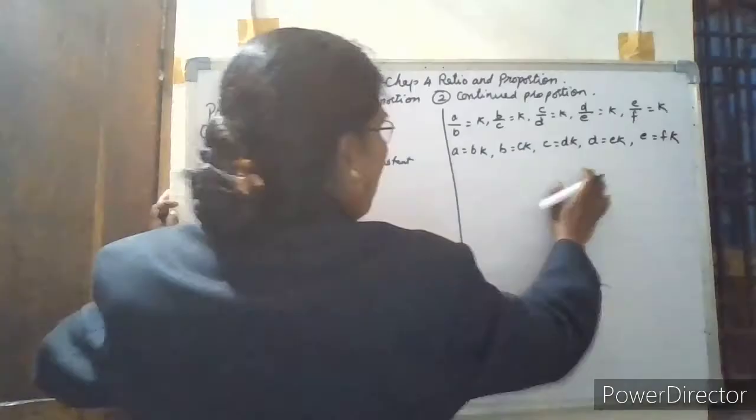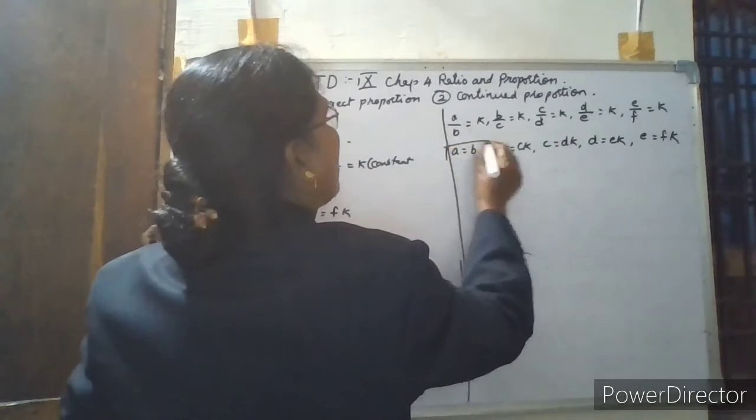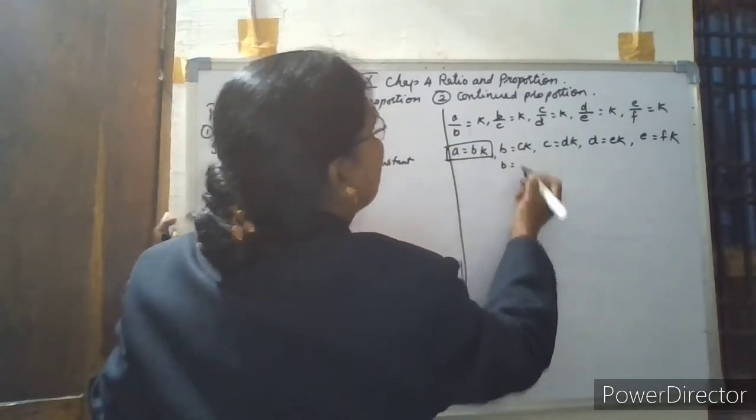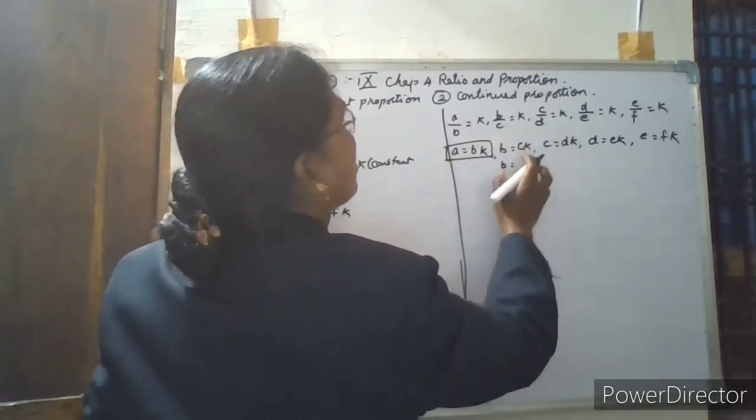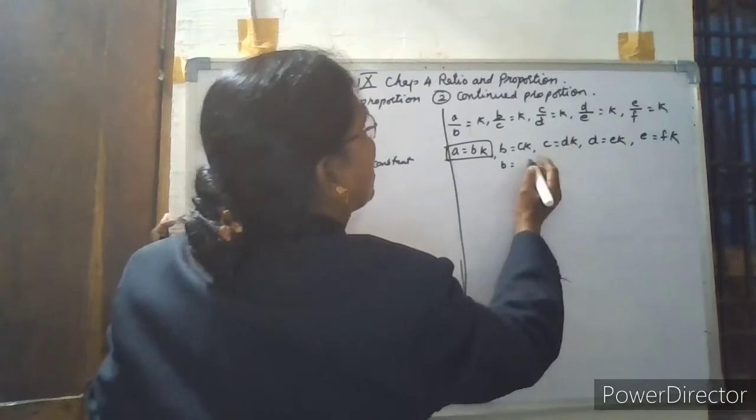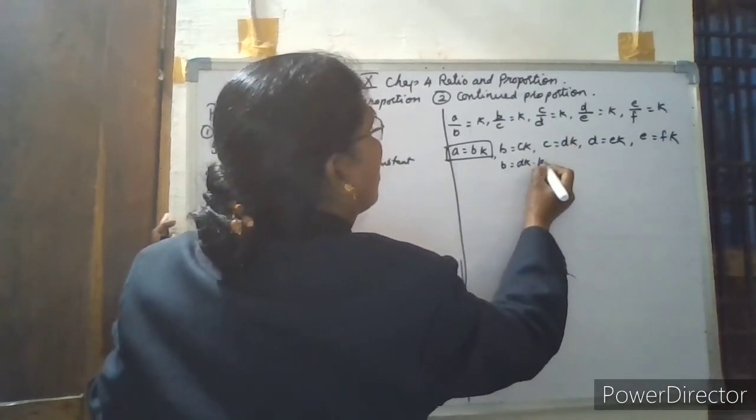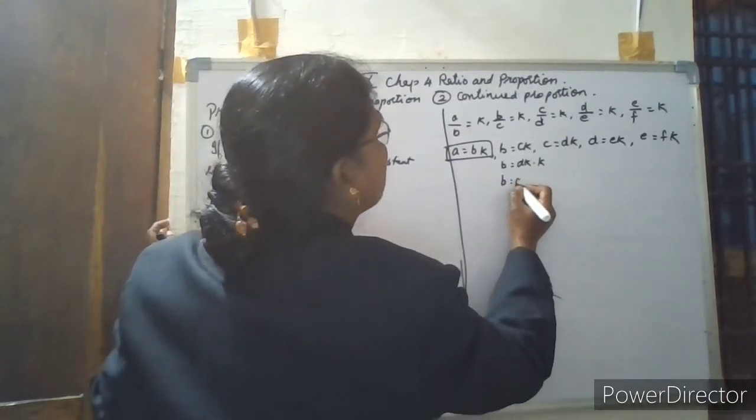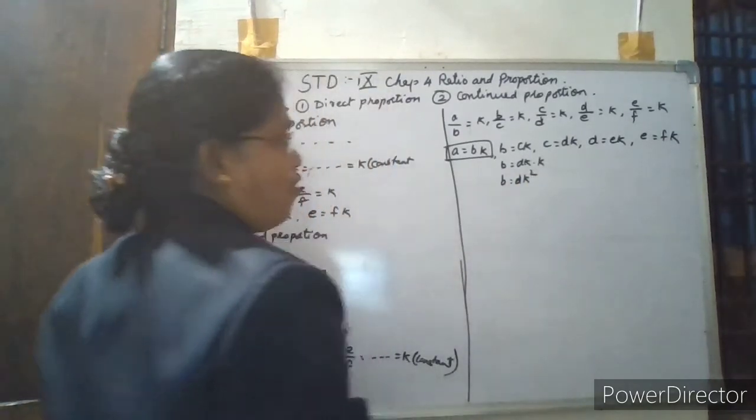Now the A value cannot be changed. It will remain the same: A is equal to BK. But the B value we can change, because we have B is equal to CK, and for C we have got DK. So instead of C, I will write DK into this K. This dot indicates multiplication. So B is equal to DK square in this form.